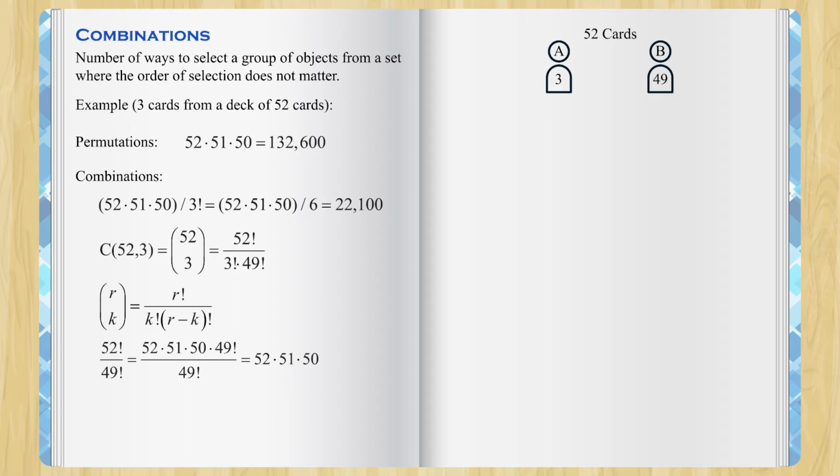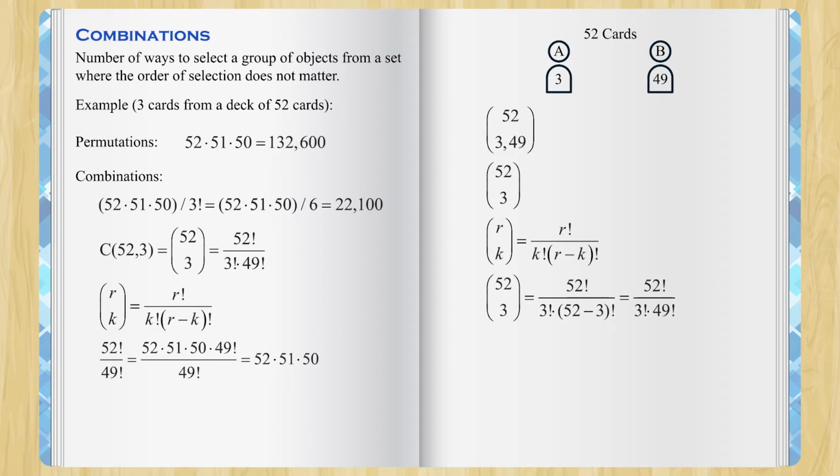If we wrote 52 choose 3, and also choose 49, instead of 52 choose 3, it would make it explicit the number of cards each person is receiving. Since in the binomial theorem where we have R choose K, we have 52 choose 3, which is 52 factorial divided by 3 factorial and also divided by 49 factorial. We could also write that as 52 choose 49.